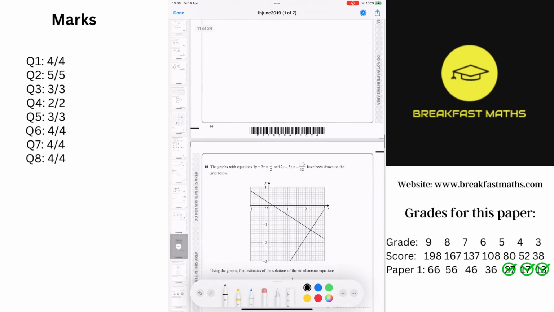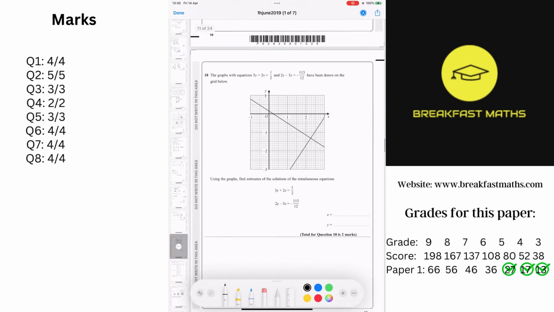Question 10 then. Graphs of the equations of this and this have been drawn out. Use the graph to estimate the solution. So the solution is where they cross at this point here, so let's say that's x 2.25 I think, and y minus 1.35 I think there. Okay, so it's just where they intersect.